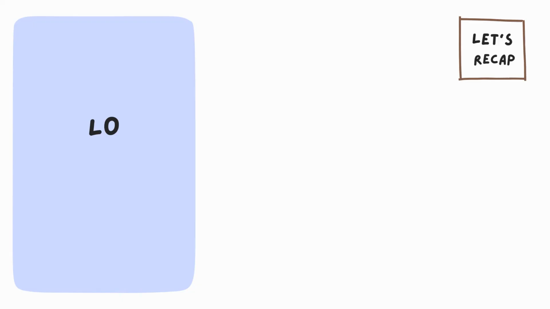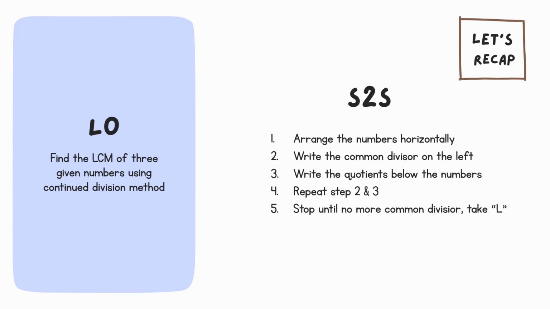So let's just quickly recap our LO and S2S for today. Today we are finding the lowest common multiple, that is LCM, of 3 given numbers using continued division method. Our S2S, the first one is we are arranging the numbers horizontally. So prepare the stairs. Step 2, write the common divisor on the left. The trick is to list out the smallest numbers from the 3 numbers, its multiplication table on the side, and check if there are 2 or 3 numbers in the timetable.